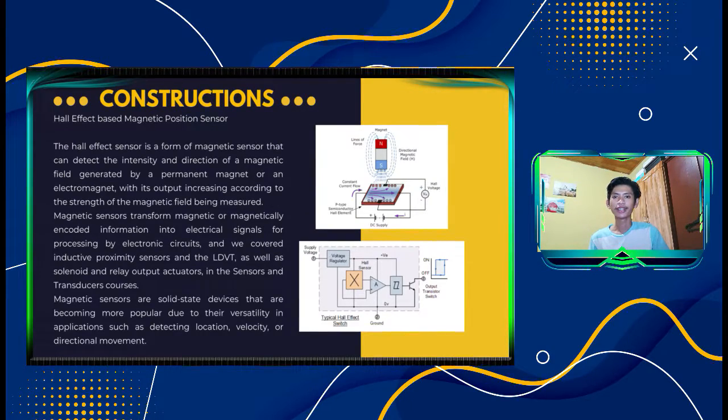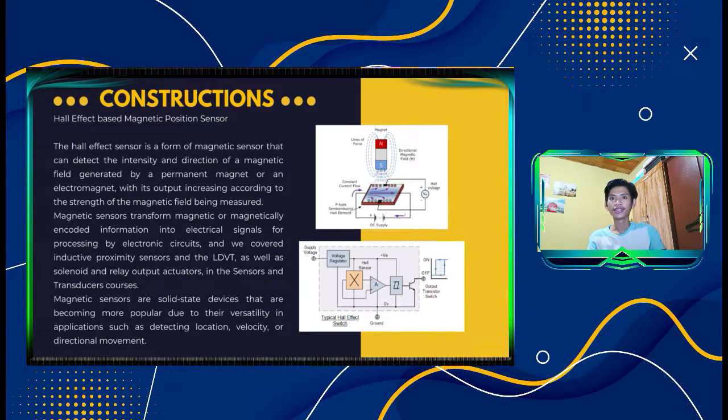And for the last part, the Hall effect-based magnetic position sensor. It includes a thin rectangular slice of P-type semiconductor material, such as gallium arsenide, indium antimonide, or indium arsenide, that conducts a constant current.